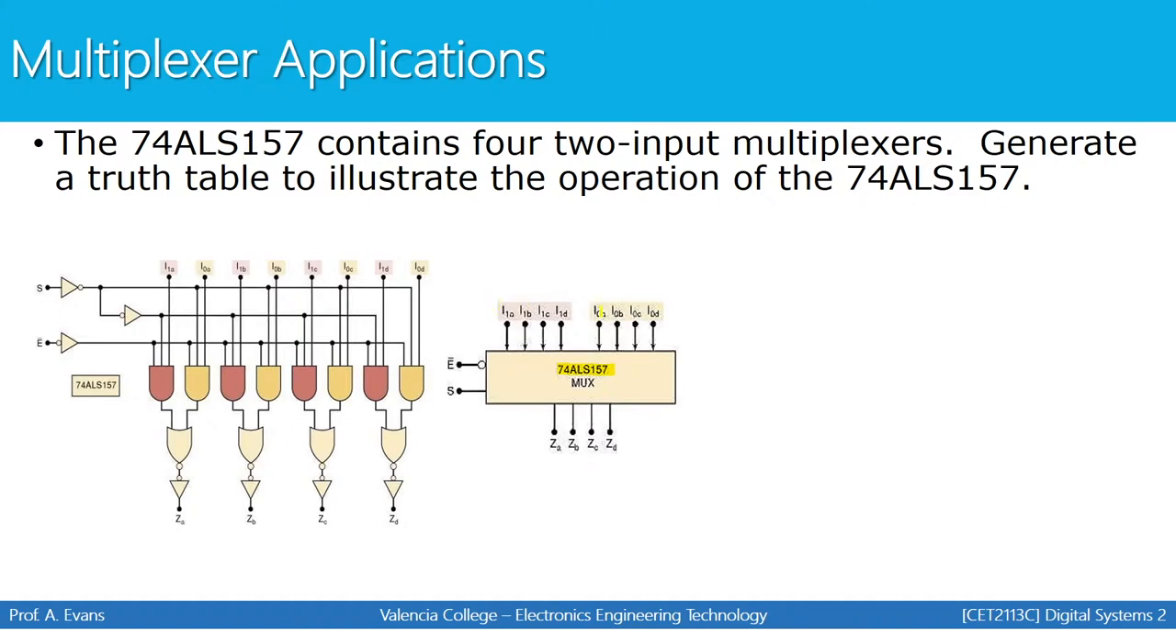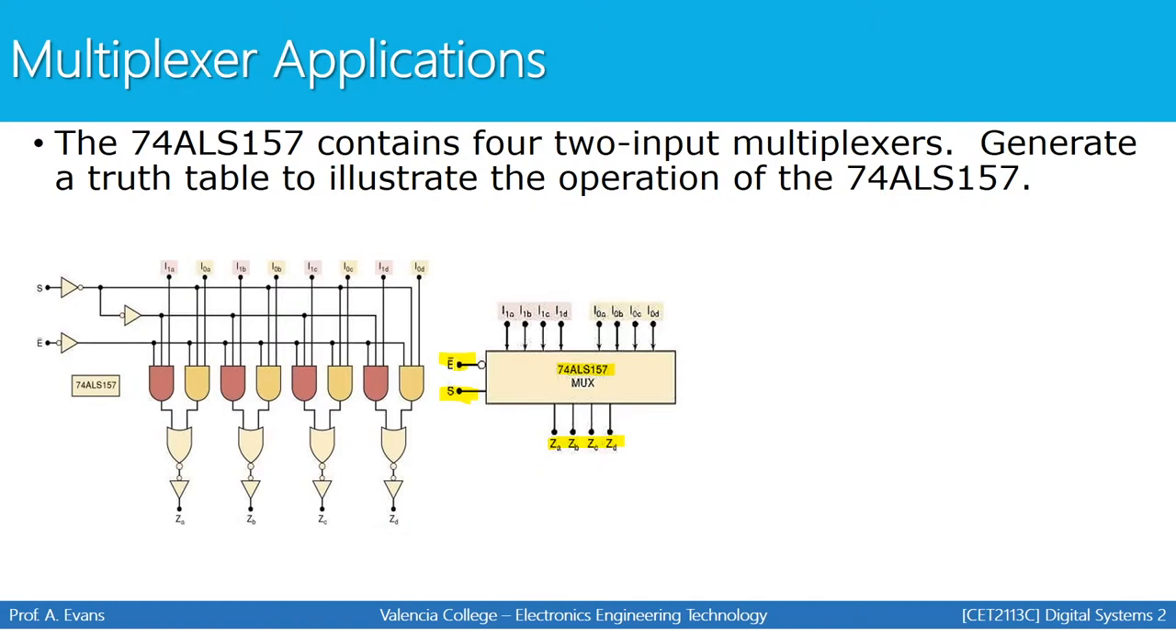I have some inputs that go in here. I1A, I1B, I1C, I1D, I0A, I0B, I0C, I0D. So you have 8 inputs. We only have one select. And then we have four outputs. We also have an enable that is active low. So now we're going to create a truth table to describe what's going to happen here.